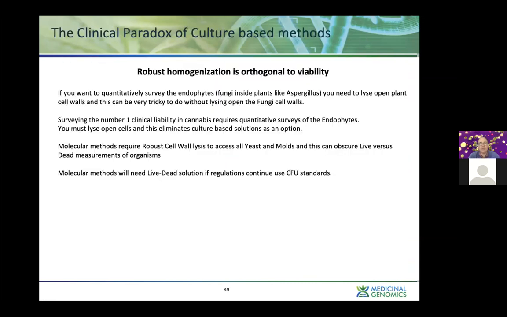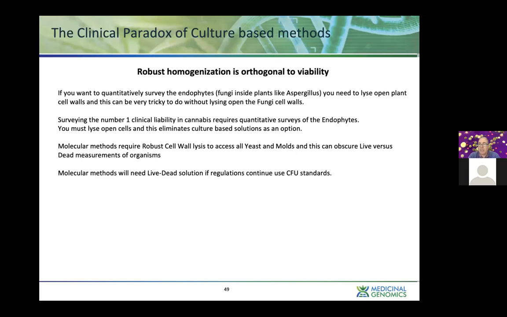All right, so in conclusion, there is a clinical paradox going on with culture-based methods. You really need robust homogenization just for good sampling statistics and to deal with these clumps that occur with Candida. And this is orthogonal to viability. If you want to get at the endophytes, you have to aggressively homogenize the sample, which is going to shred up microbes so they're not viable.